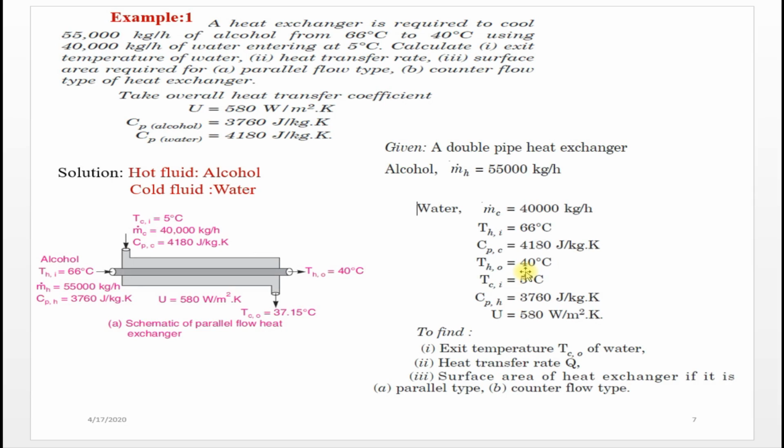Now we will consider the first problem on heat exchangers. A heat exchanger is required to cool 55,000 kg per hour of alcohol from 66 degrees Celsius to 40 degrees Celsius using 40,000 kg per hour of water entering at 5 degrees Celsius. Calculate the exit temperature of the water, heat transfer rate, and surface area required for parallel flow and counter flow heat exchangers. For both cases, we have to find the exit temperature of water, heat transfer rate, and surface area.